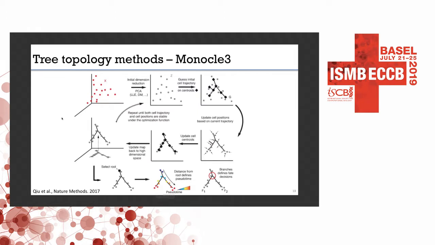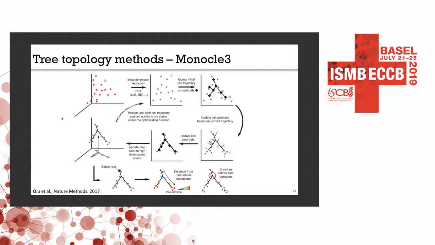So the way that their clustering method works here is that you have your reduced dimension. So this is using their UMAP, or you could use PCA, for example. And then it'll try to guess an initial cell trajectory on centroids. So it'll say, well, let's put a centroid here, and then some other ones here. And then it'll try to push in the points toward the centroid here. So you can see it's pushing in these points toward the centroids.